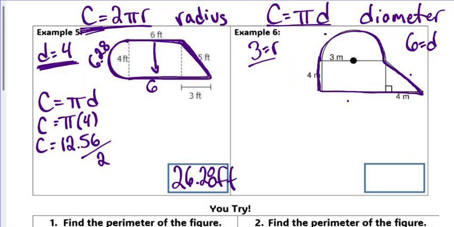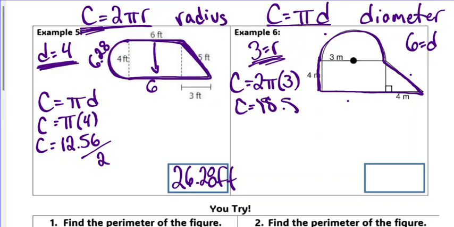So again, I'm going to pretend this is a full circle. I'm going to find the circumference. This time I'm going to use 2 pi r because that 3, that's only going halfway across the circle. That's the radius, like I'm saying there. So 2 times pi times the radius. So 2 times pi times 3 is 18.84. That's if I had a full circle. I'm going to divide that by 2 to find out that that top part is 9.42.